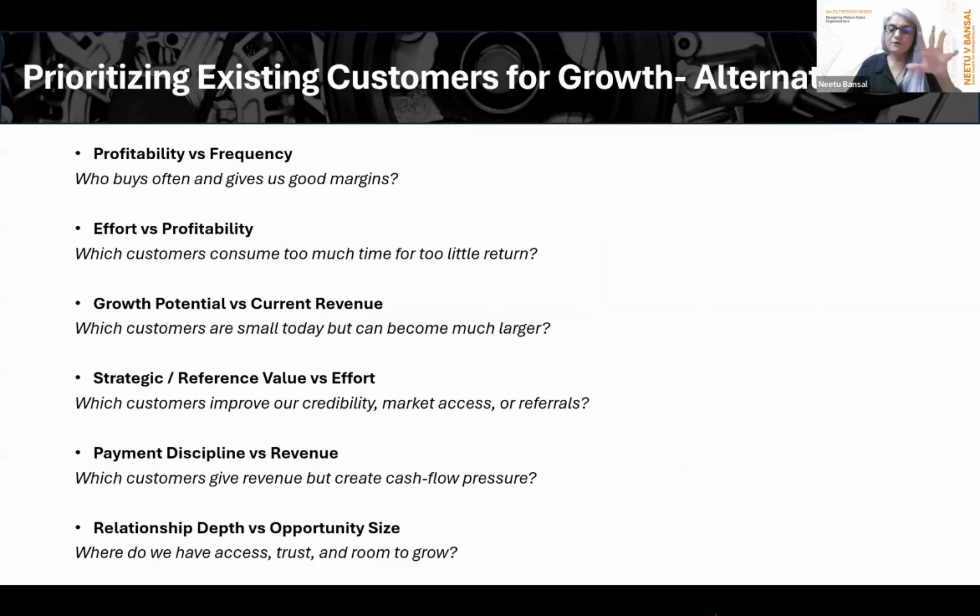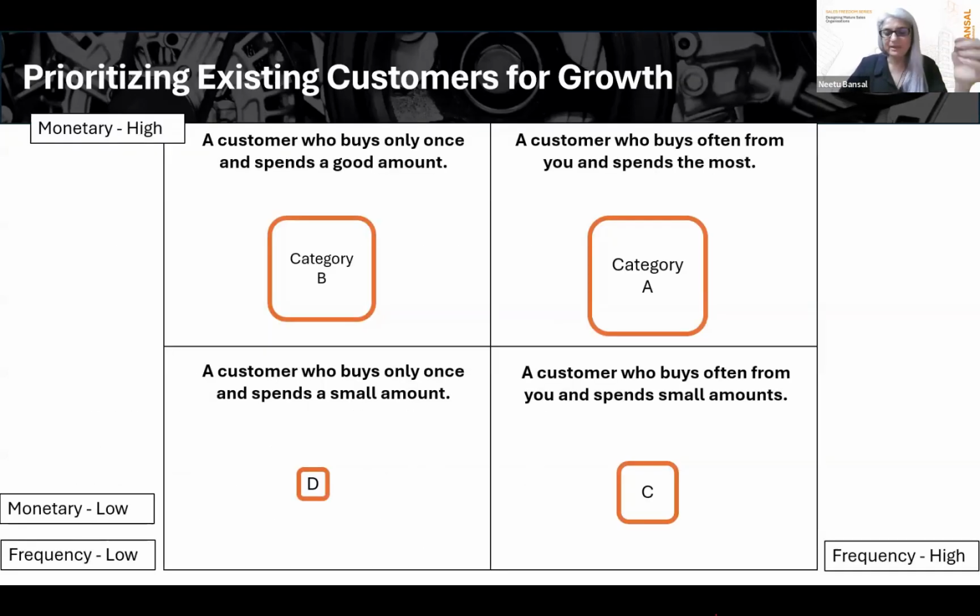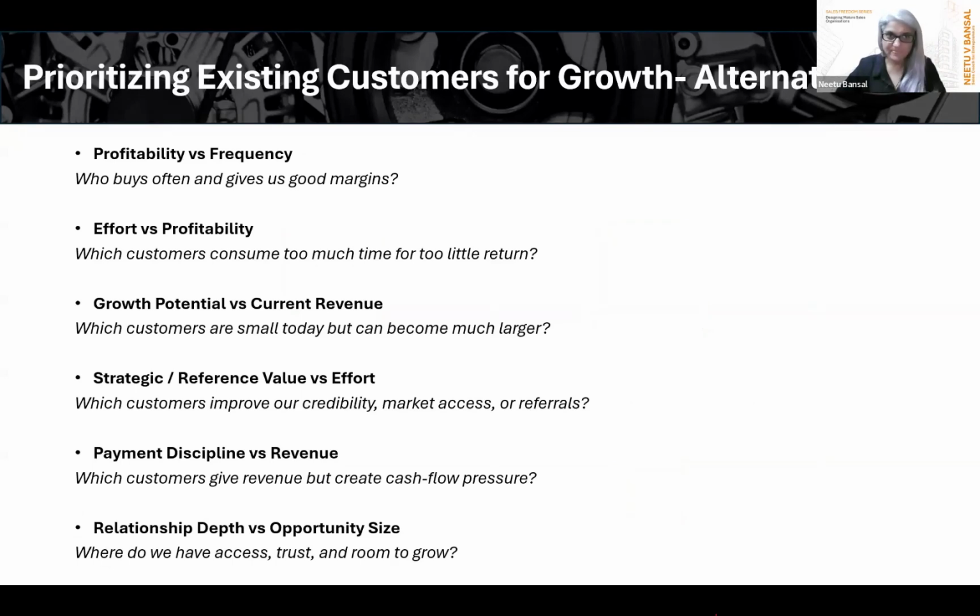Okay, now the next thing is, in this example I have used how often they buy and how much money they spend on each billing for us. Now, in some of your other organizations, you can use some other parameters. Okay, instead of revenue, you can use profit. A lot of us can clearly calculate profits. So instead of looking at the top line, look at the bottom line, how much profit I am making, or how often the customer is buying, that can be there. If you're a manufacturing company, okay, you can measure effort and profitability.